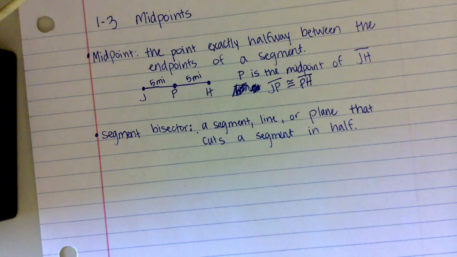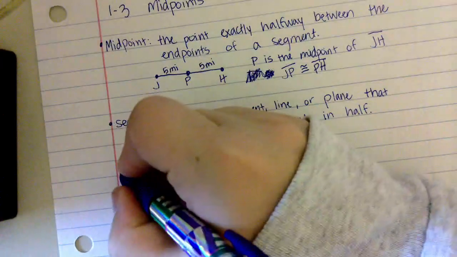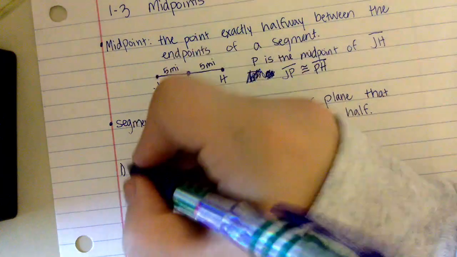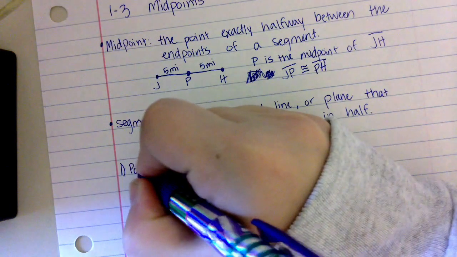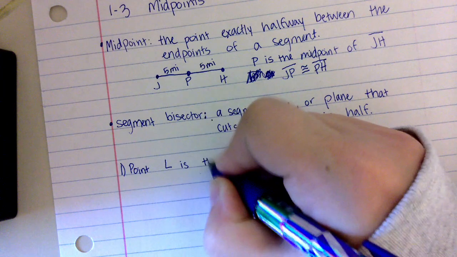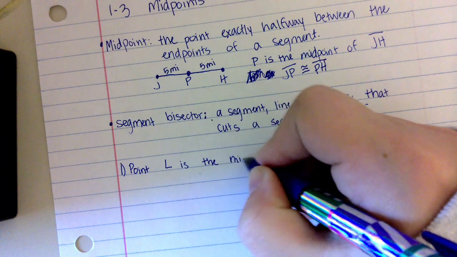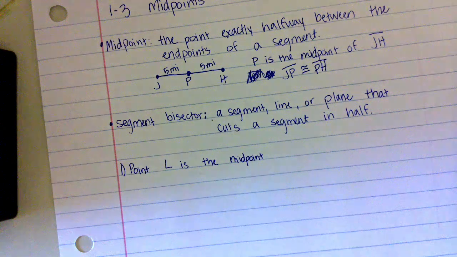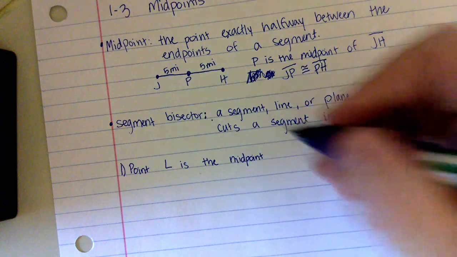All right, we have 3 examples, and then we are going to practice. All right, so example 1. If point L is the midpoint of JM, segment JM.